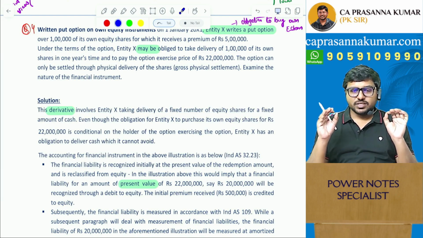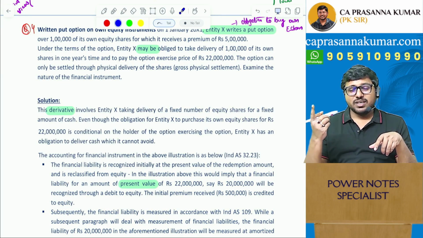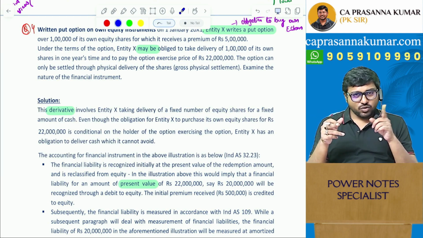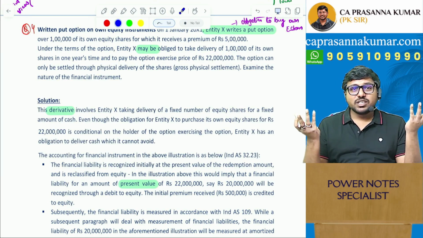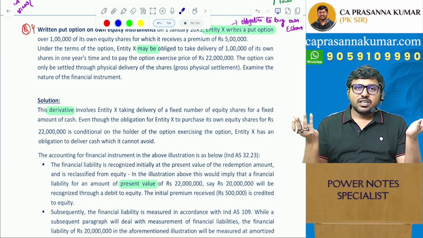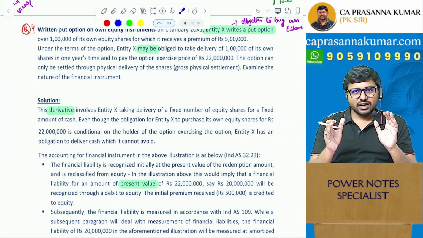So tell me one thing. The other guy has got the right to sell, correct? The holder of the option. He will have the right to sell what? He will have the right to sell your own equity shares only. So where are your own equity shares in your balance sheet? It is there in equity only, na? What do you mean by equity, Nana? In your equity, whoever has purchased your equity shares will be there, correct?